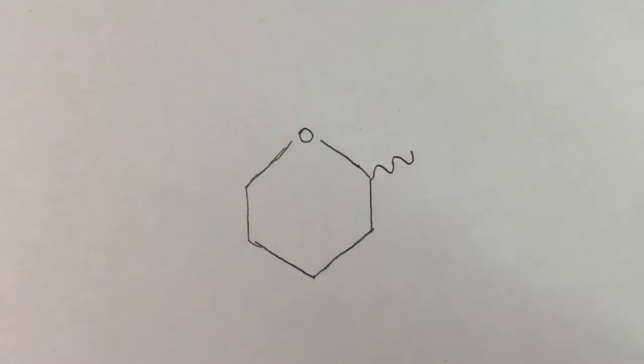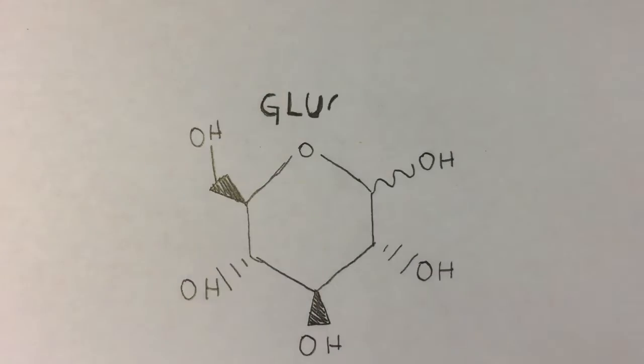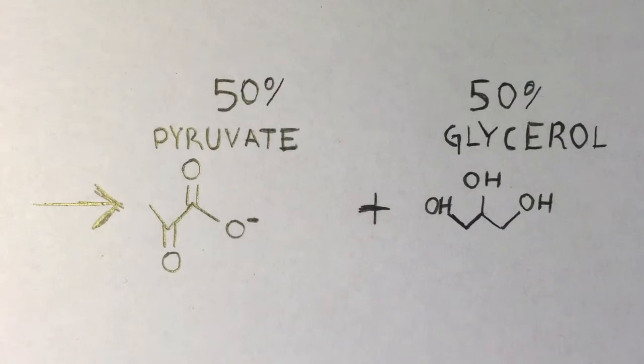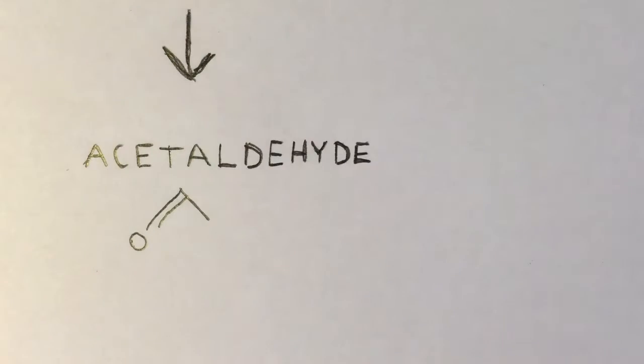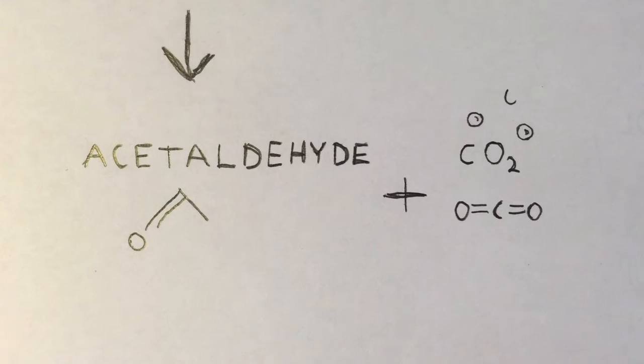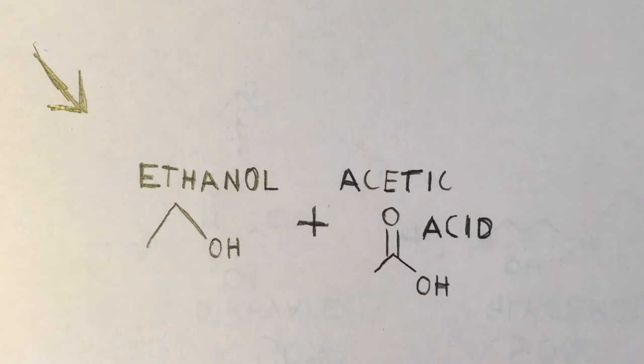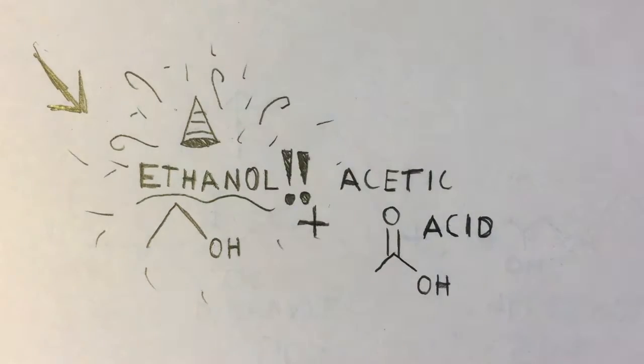The yeast breaks down the glucose in the fruit into two substances, pyruvate and glycerol. Glycerol doesn't get broken down anymore, but pyruvate can be broken down into acetaldehyde and carbon dioxide, which is what makes it slightly carbonated. The acetaldehyde breaks down into ethanol and acetic acid. Ethanol is the type of alcohol that makes us feel drunk.